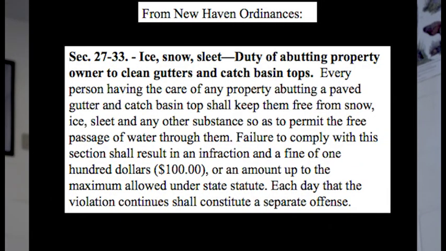But it's really important that, this is an interesting thing that I ran into. Did you know that as a homeowner you're supposed to clear the catch basin grate in front of your house?